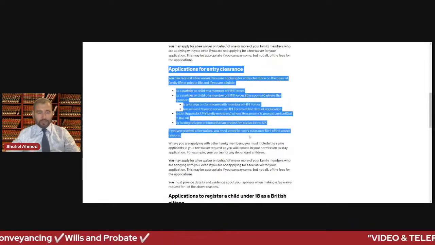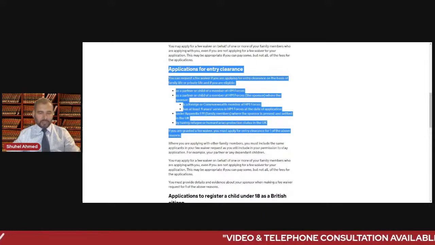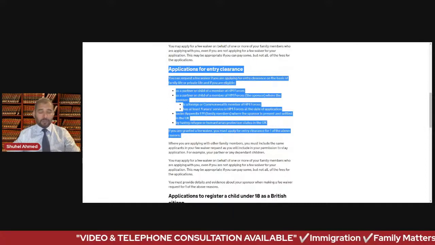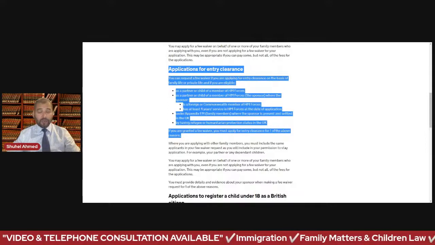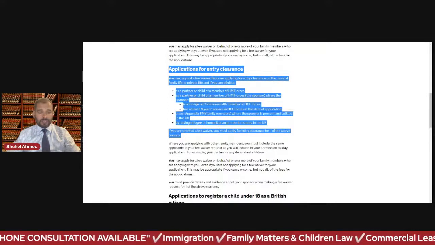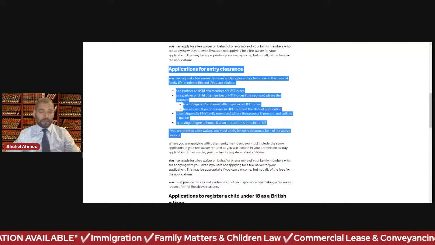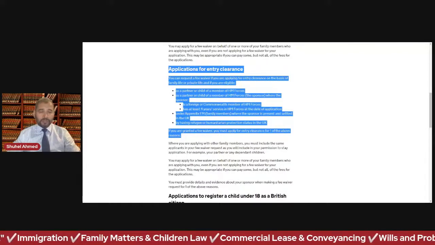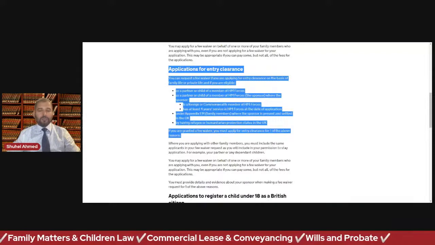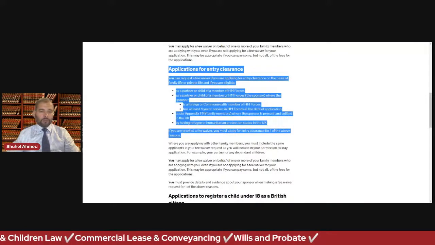For example, a spouse wants to invite his spouse or her husband or wife. Now, if you are eligible, your spouse can make an application for fee waiver.